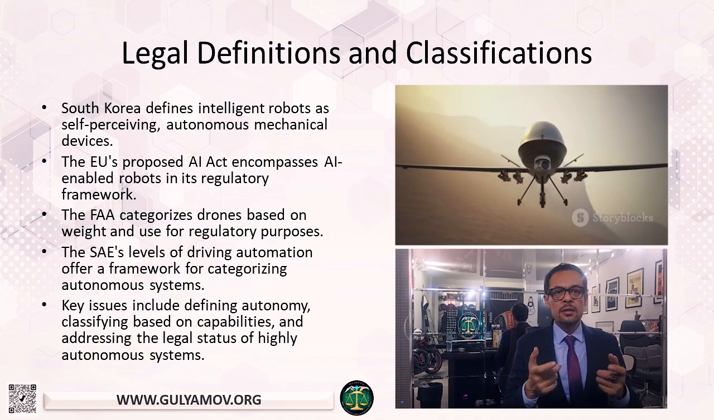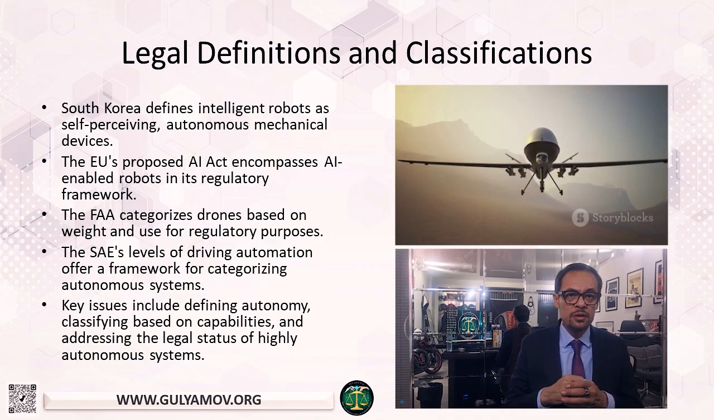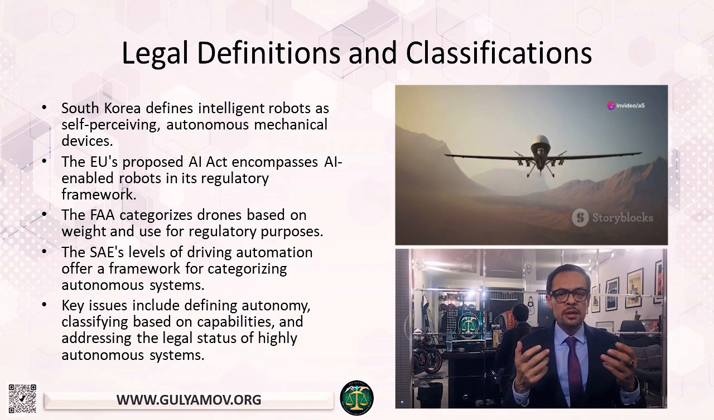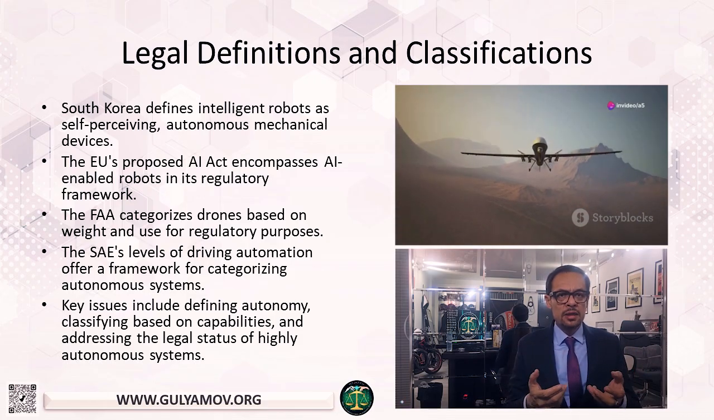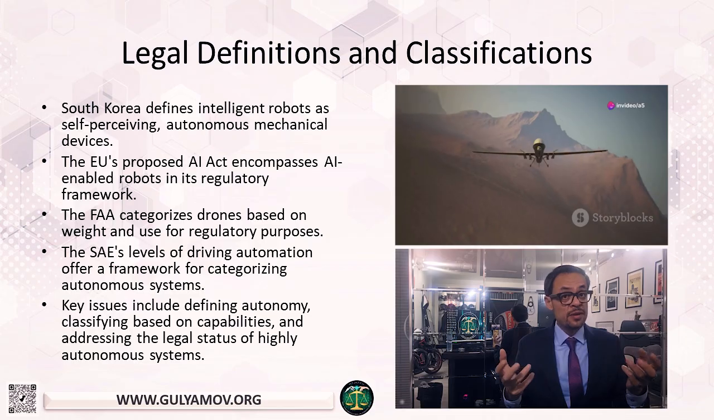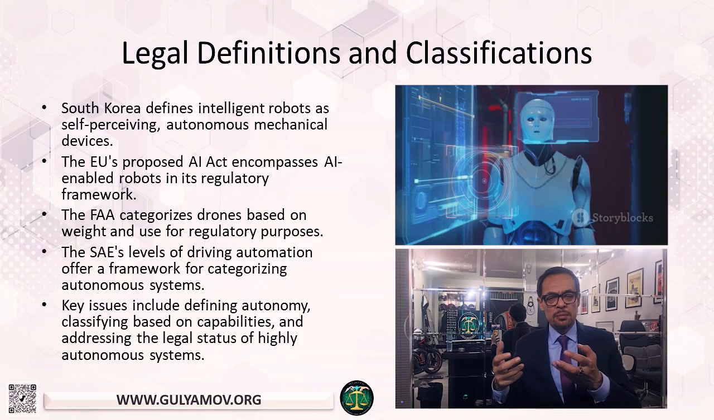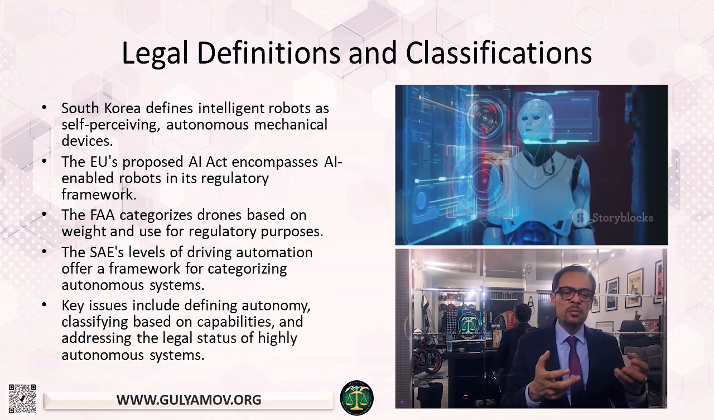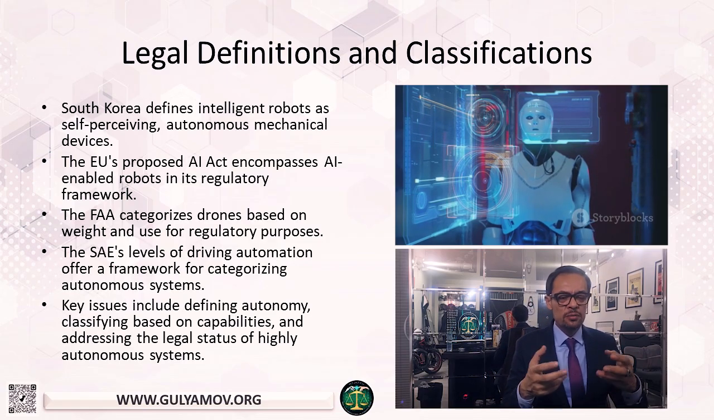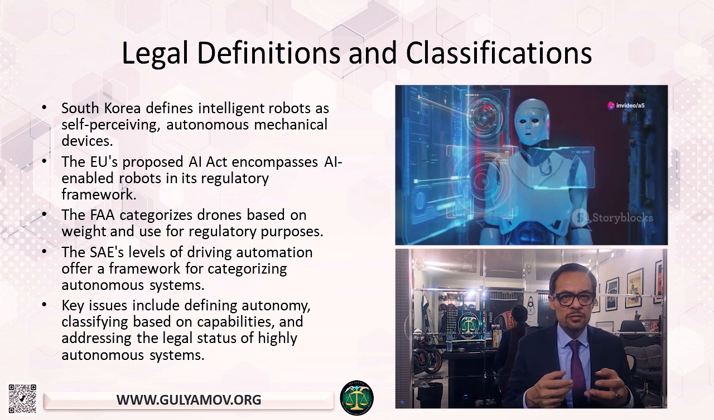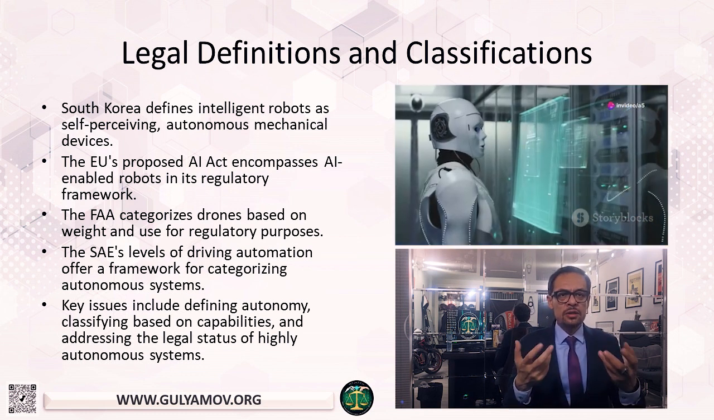The concept of autonomy emerges as a central issue, with proposals like electronic personhood pushing the boundaries of legal thinking. The SAE's levels of driving automation provide a useful framework for categorizing autonomous systems, but questions remain. As we delve deeper into this legal maze, key issues emerge: defining autonomy, classifying based on capabilities, and addressing the legal status of highly autonomous systems.